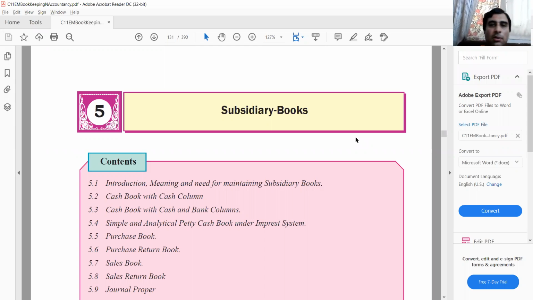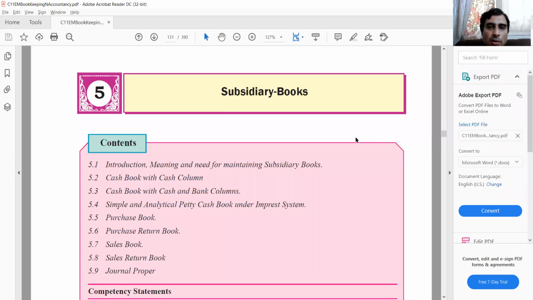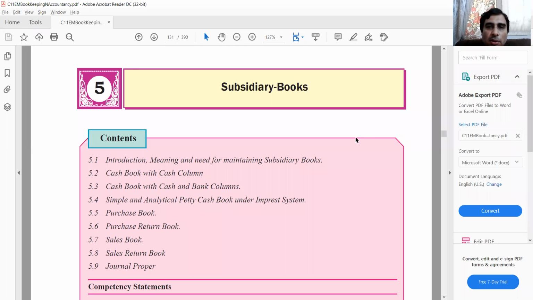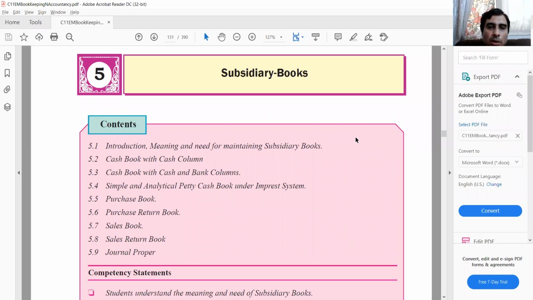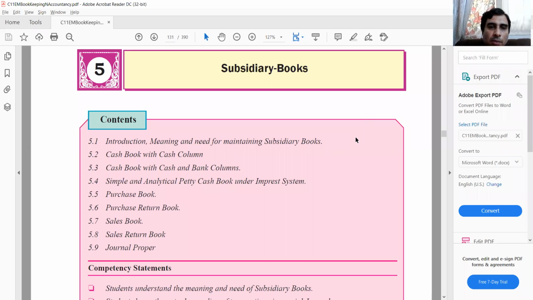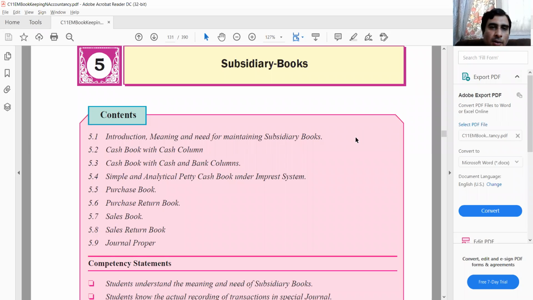Okay, so this is a doubt solving lecture on subsidiary books. We have already done one lecture which is on the concept. Now, in this lecture, we will go through some of the pages of the book, and we will also go through some of the solved examples.